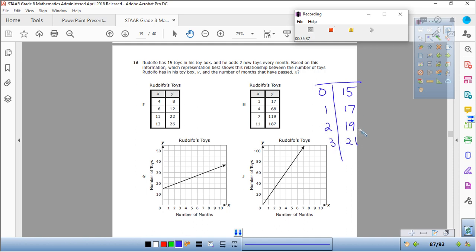So let's look for these values. Oh wait, we need to go one more. So month 4 would be 23. So that was way wrong right there. This one looks good. Way wrong here. Starting off at 15, remember, at 0 months, start off at 15. Wrong. I like that one best. Without even going on and reading more, that's the best answer.